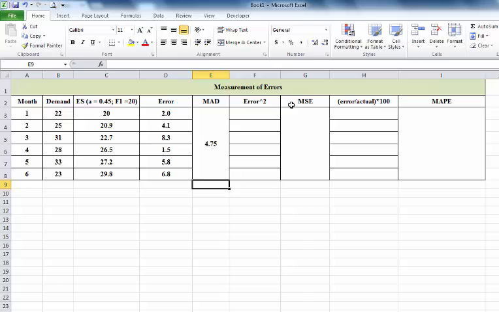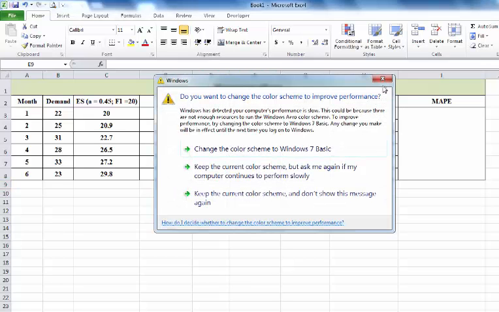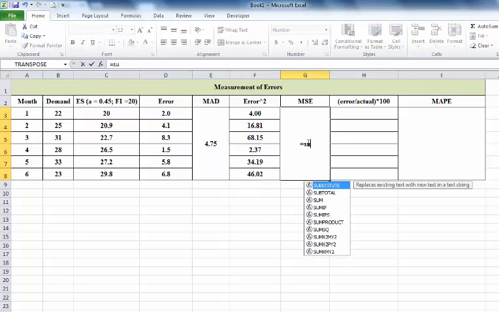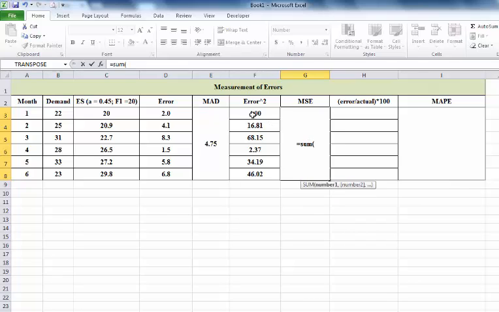To calculate MSE, which is the mean square of errors, we'll now need to calculate error squared. So error to the power of 2, or you can simply say error times error. Either way, it's fine, right? So all you need to do is just take a square of your errors. Once you have calculated your error square, now for your MSE, again, it's the same thing. You take the sum of your error squares and you divide it by the number of errors, which is 6.